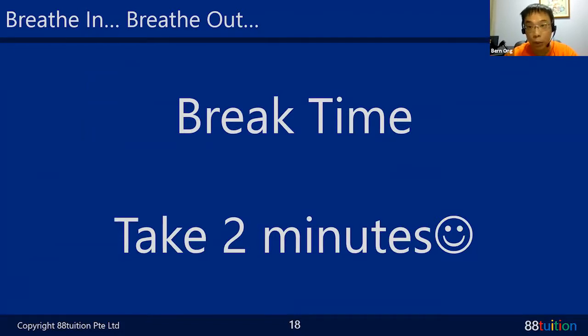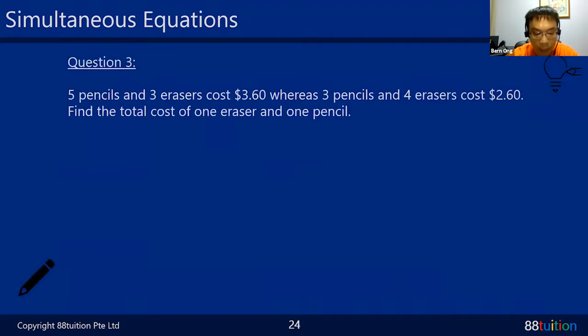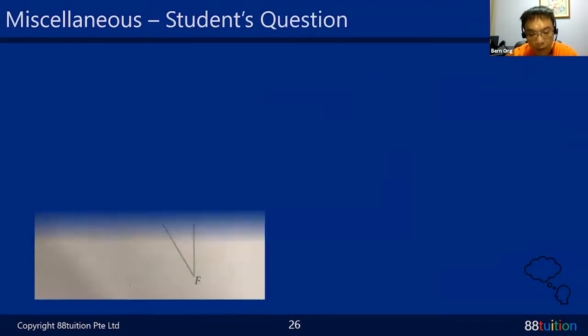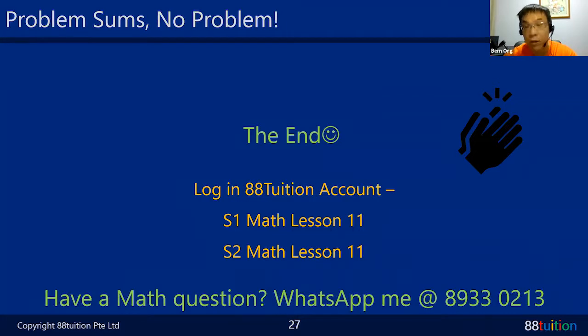Later we are going into the Sec 2 work. Sec 2 work is about simultaneous equations, very simple, so don't worry. We'll go through all these questions, and all these questions are again from the Sec 1 lesson 11 and Sec 2 math lesson 11 from our 88 tuition package. If you have any questions, you can WhatsApp me at this number. One student already WhatsApped me a question, that's why I put it inside our website.